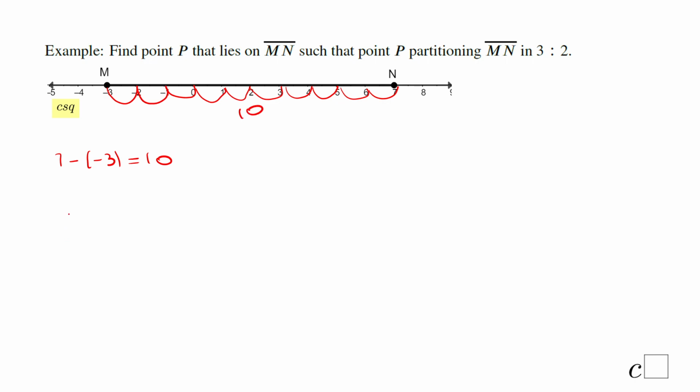If you get that 10, the next thing you want to do is to divide by, remember the partitioning, it's 3 and 2. You want to divide it in 3 plus 2, which is 5. Always add these two numbers. I'm going to divide by 5, and that will be 2. What's the meaning now? That means every 2 units I'm going to plot a point. What do I mean by that? 1, 2, I'm going to plot a point.